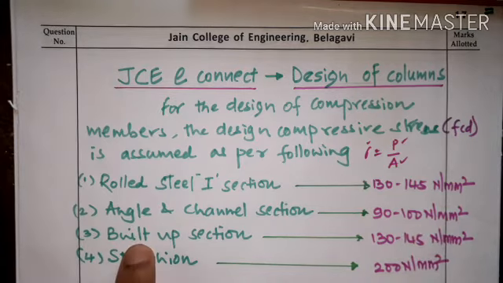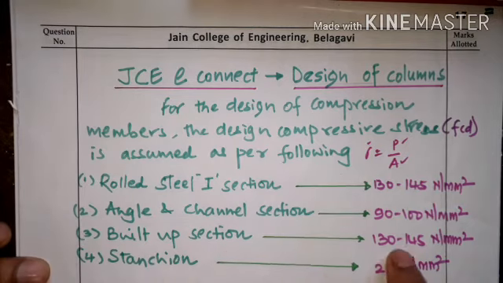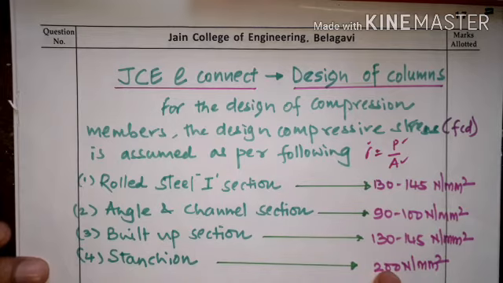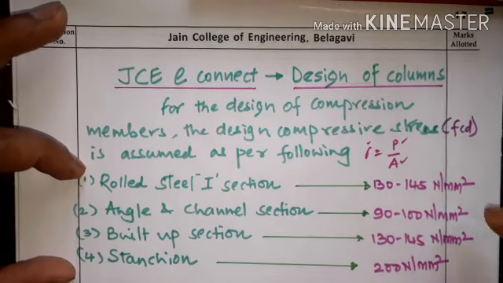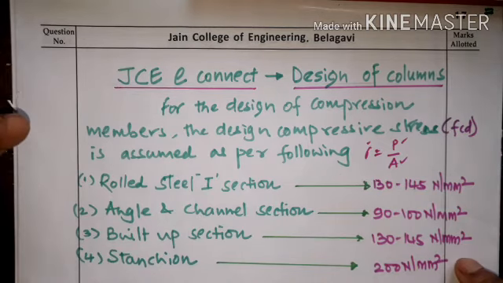Or you want to design a built up section. Built up section means it is not a standard section; by using some rolled sections you build a section, which is called a built up compression member. If you want to design a built up compression member, you have to use the stress value FCD as 130 to 145 Newton per mm square. If you want to design the stanchion, you have to use the stress value as 200 Newton per mm square. Based on these assumed FCD values you choose a section, and later cross check whether the selected section is safe or unsafe.